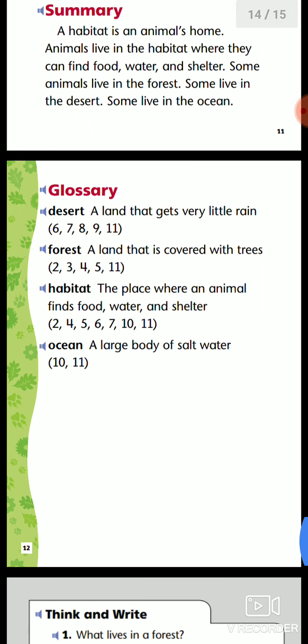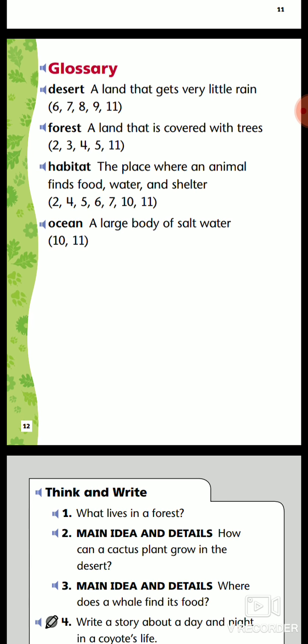Glossary. Desert, a land that gets very little rain. Forest, a land that is covered with trees. Habitat, the place where an animal finds food, water, and shelter. Ocean, a large body of salt water.